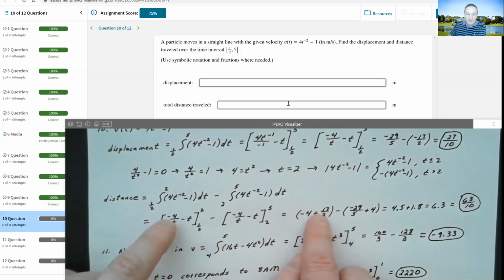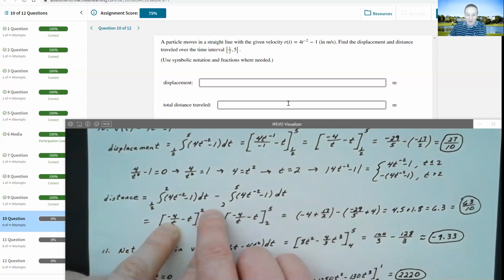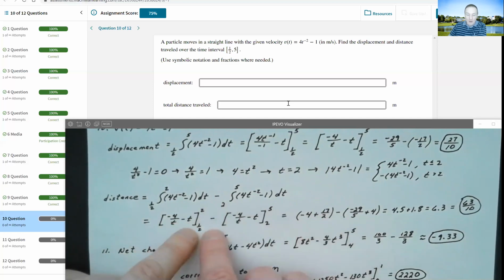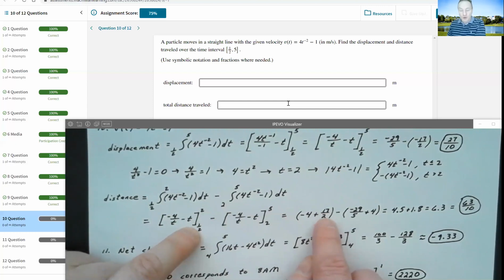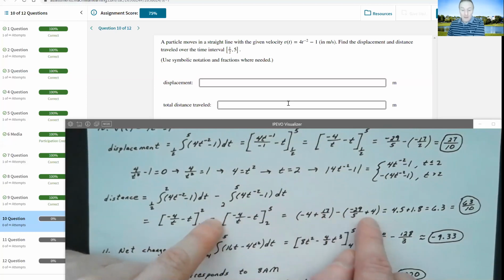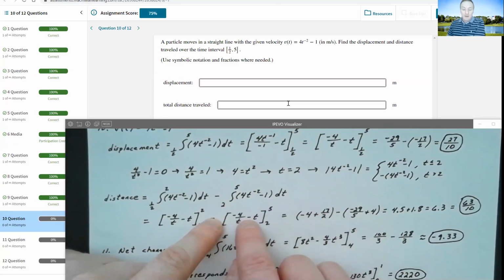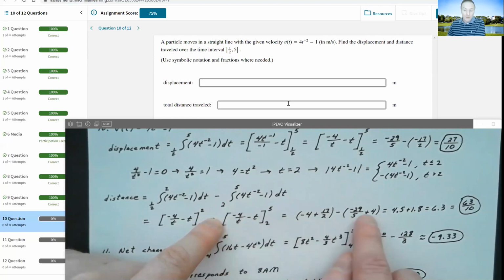I'll save you from having to watch me enter that into the calculator, but these were just calculator steps, entering the 2 into it, and then entering the 1/2 into it to get minus 17 over 2, but you subtract the lower limit, so that makes it plus. Now we subtract the answer we get for the second group, which at the upper limit, 5, is -29 over 5. And then evaluating at 2, that'd be -4 over 2 minus 2. That's going to give us a -4, but you're subtracting a -4, which makes it +4 there.